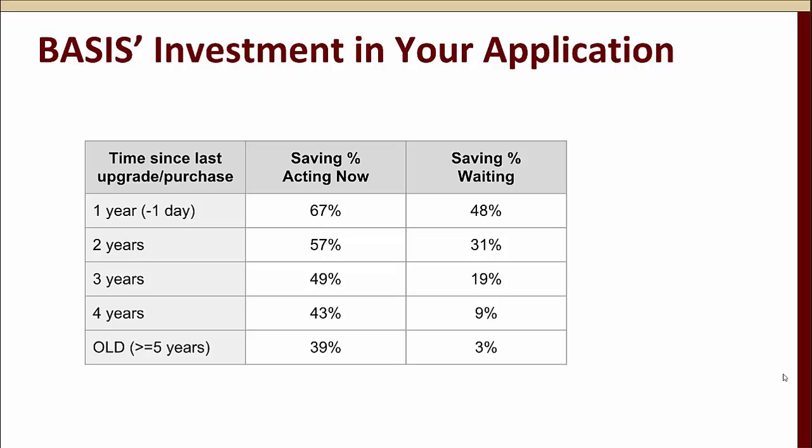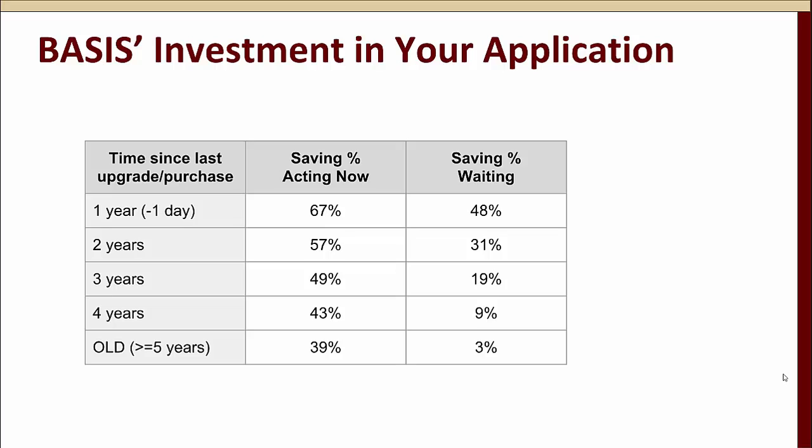Now, looking down the left-hand column here, we have the time frame, because clearly the cost is all related to how long it's been since your Standard Edition license was covered by SAM. If it's really been a year minus a day, which means your SAM expired a day before you made this decision, your saving in acting now is about 67%. If you wait, it'll still be 48%.